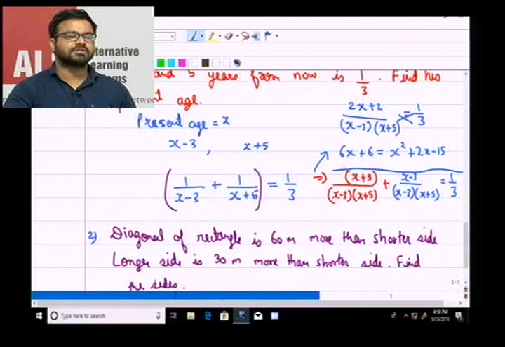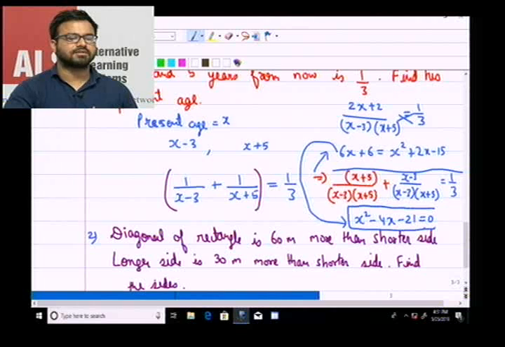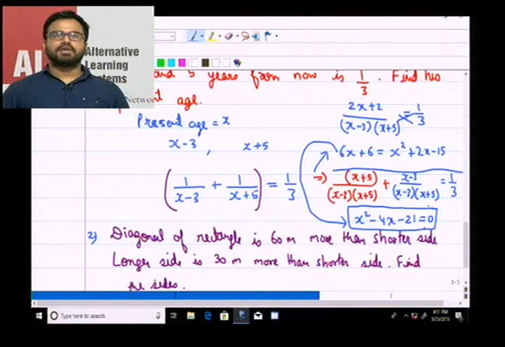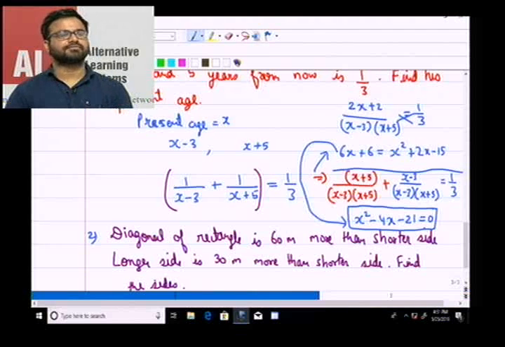Now if you convert this into standard form, the standard form would be x square plus 2x minus 6x, that will be minus 4x, and minus 15 minus 6, minus 21, is equal to 0. This is finally the standard form of the quadratic equation, x square minus 4x minus 21 equal to 0. Is this clear how I have converted it into a quadratic equation now? Shillong Center, is this clear now?